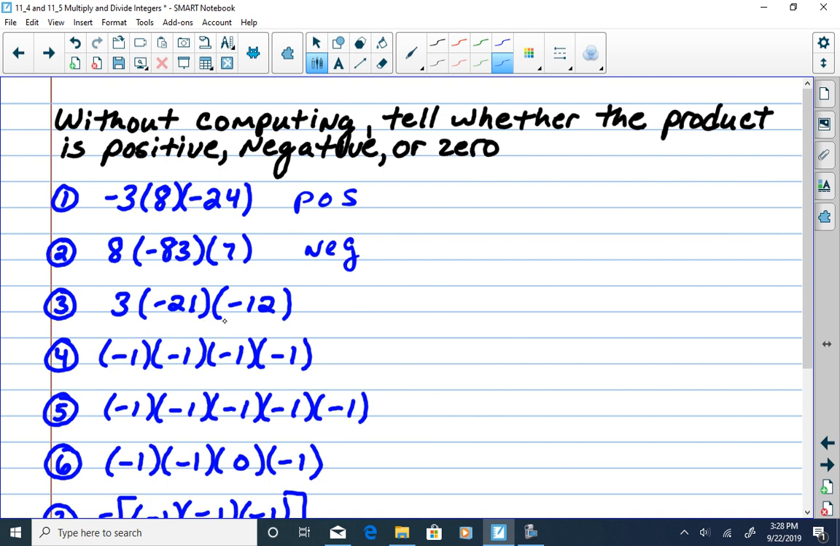Example 3, we have an even number of negative factors. Product's going to be positive. Example 4, I have an even number of negative factors. Product's again going to be positive. Example 5, I have 1, 2, 3, 4, an odd number of negative factors. Product's going to be negative.